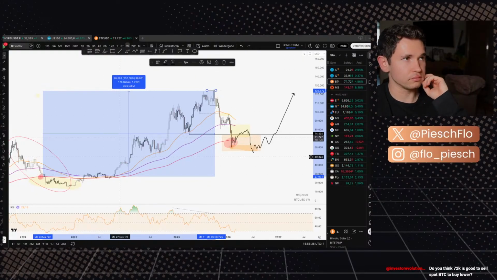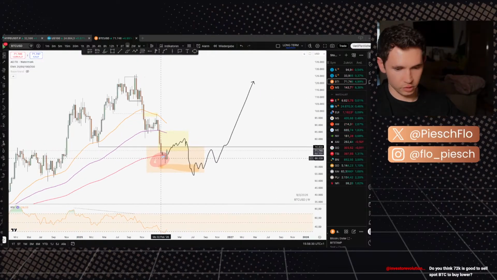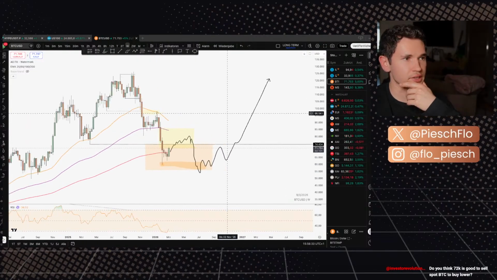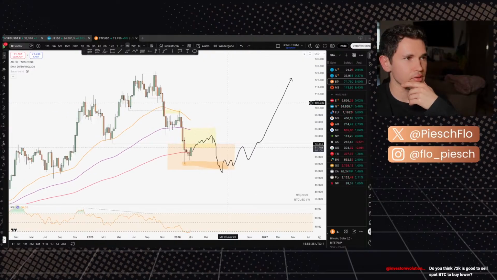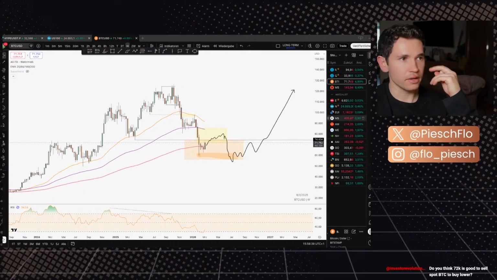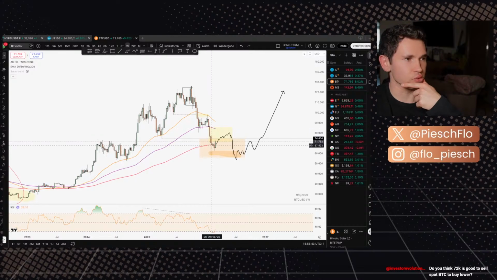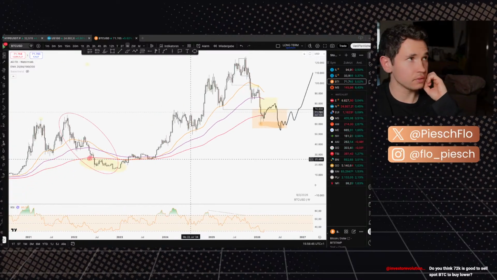So for spot, it's not really worth it to try the exact bottom timing. I would just buy solid assets, and Bitcoin is my asset of choice for crypto. And I just buy the EMAs mostly and hold it long term.